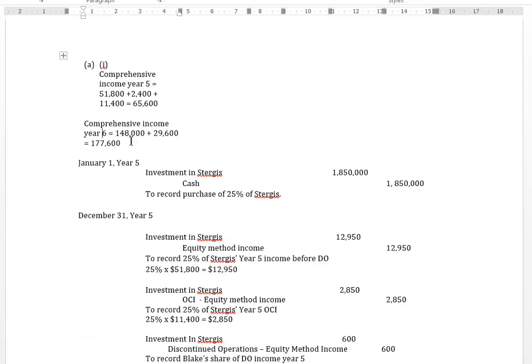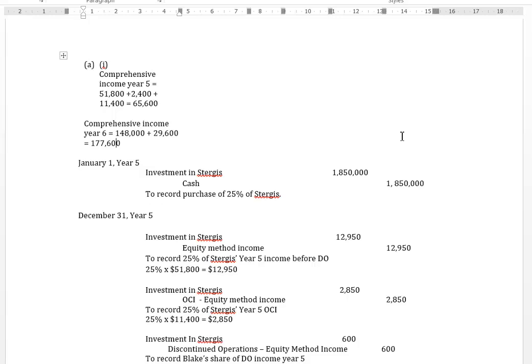So we're going to start with our 148 and add our unrealized gain, which is your OCI piece, 29,600. And because we have no DO, we're not going to include that. So we have comprehensive income of 177.6. Again, remember, comprehensive income has to include any OCI if it exists. All right, so now we've got that.